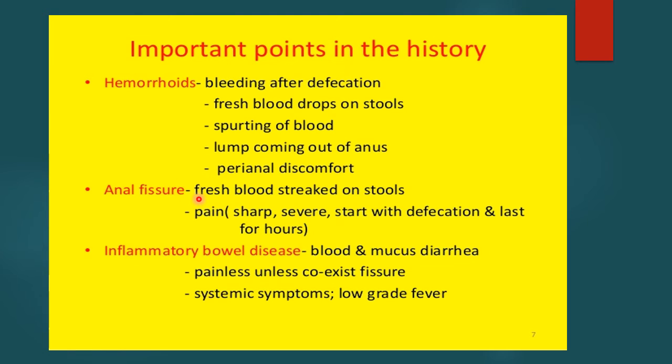Anal fissures usually cause fresh blood streaking on the stools. And the most important thing is that it is associated with sharp pain, sometimes severe. It starts with defecation and lasts for hours after that. Inflammatory bowel disease is classically blood, mucus, and diarrhea. It is painless unless a fissure coexists, and systemic symptoms may occur, such as low-grade fever.